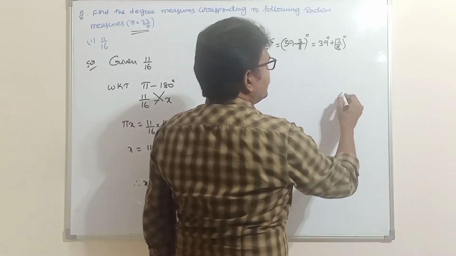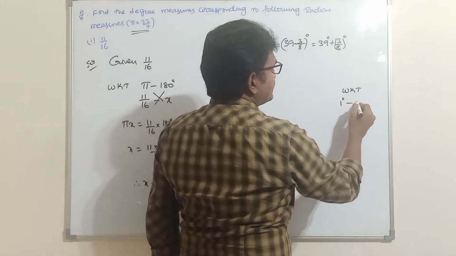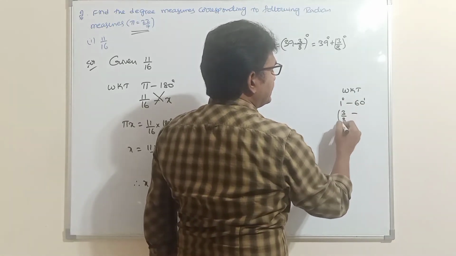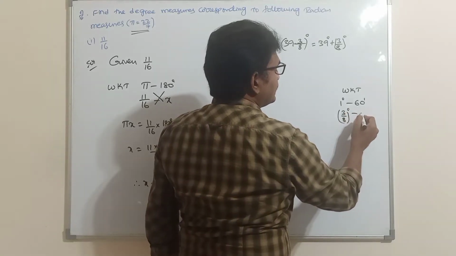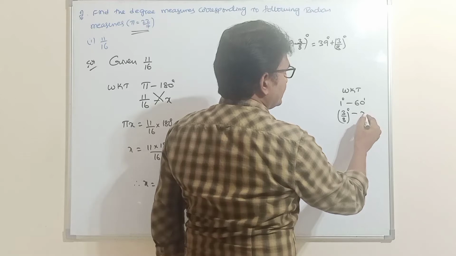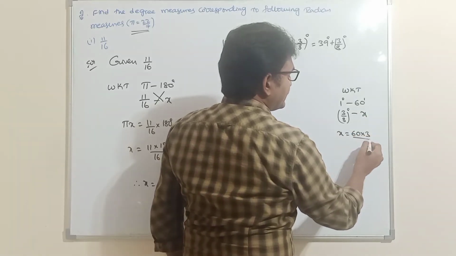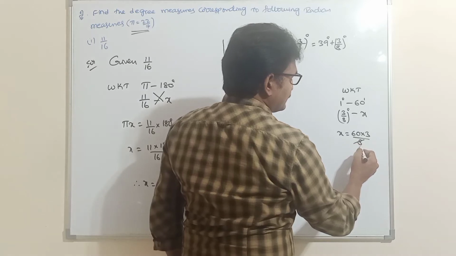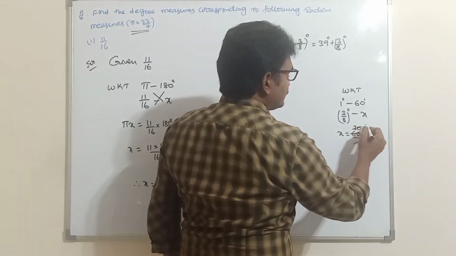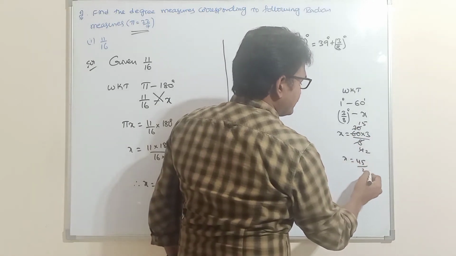Next, we know that 1 degree is equal to 60 minutes. Then 3 by 8 degrees is equal to how many minutes? Let it be x. So x is equal to 60 into 3 by 8. So 2 4s are 8, 2 2s are 4, so x is equal to 45 by 2.